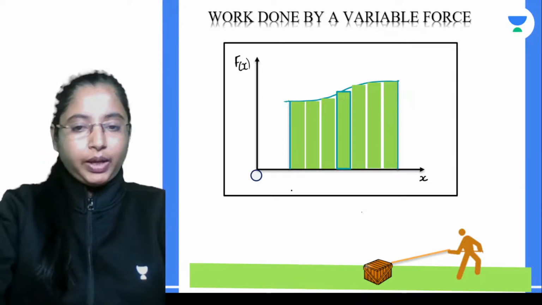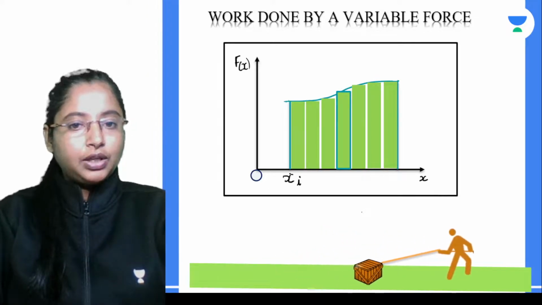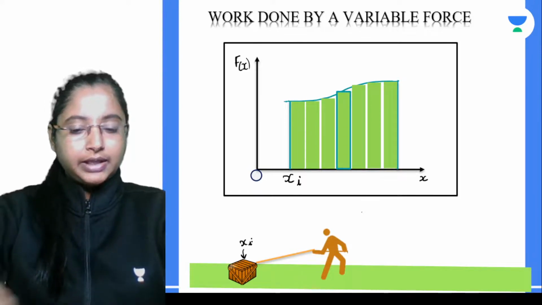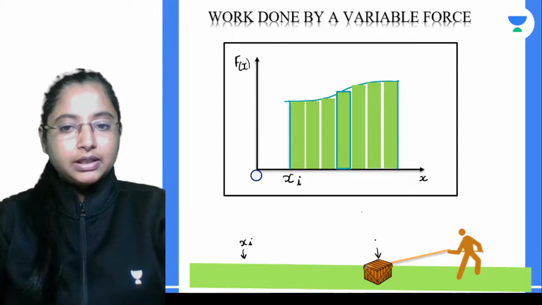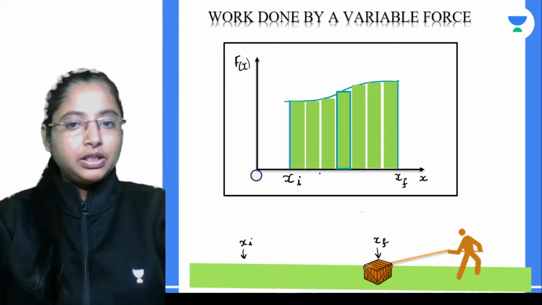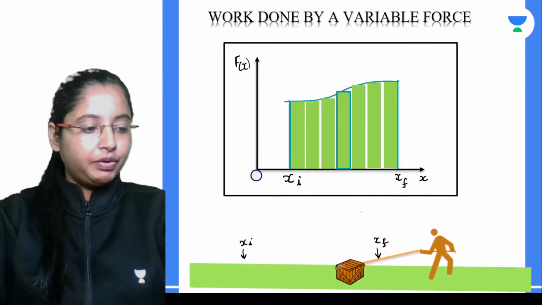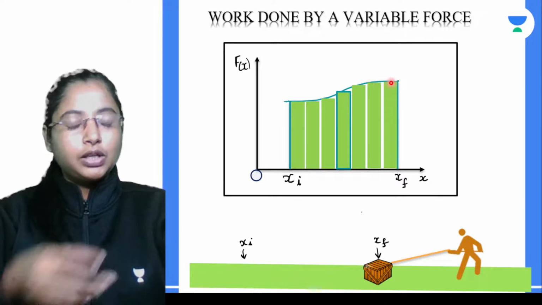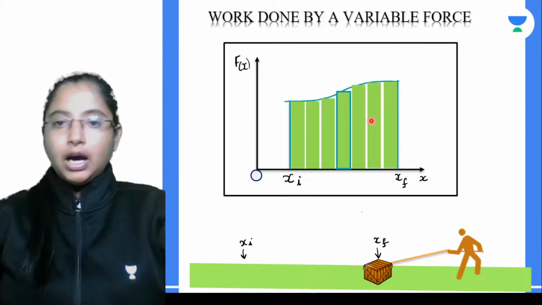So let's say when he starts applying a force, let's take that as xi, the initial displacement from where he is moving. Where he finally stops, let's say that is the final displacement. So this is the distance through which he has moved. For this distance, what we are observing on the curve over here is that initially the force was small, then it increased, and then towards the end he is applying a similar constant force.